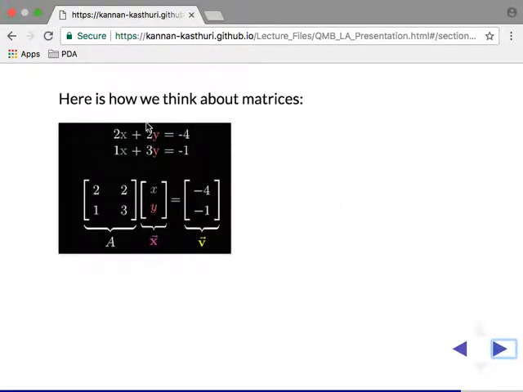So in general, you have a system of 2 linear equations: 2x plus 2y equals minus 4, and 1x plus 3y equals negative 1.